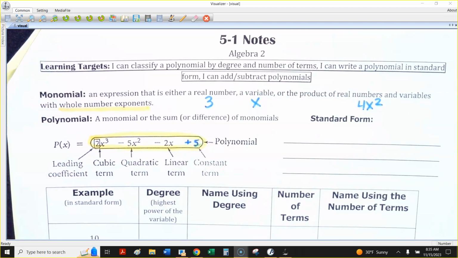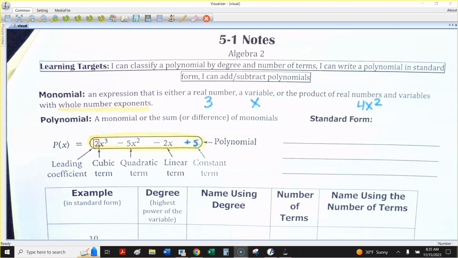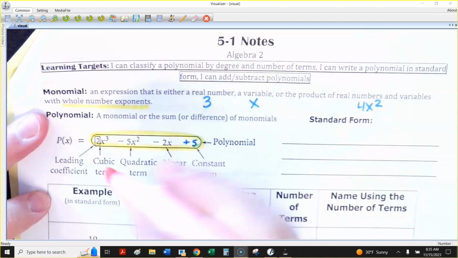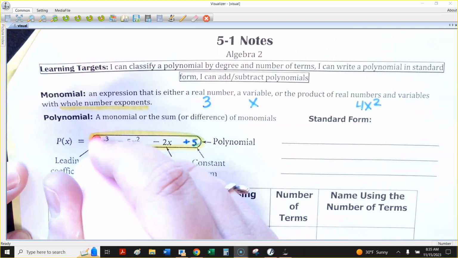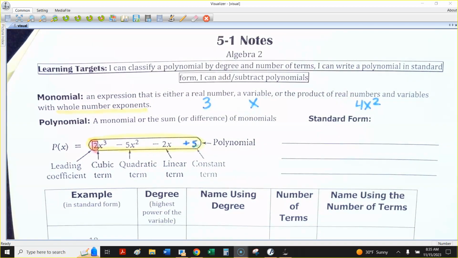Now, I do have a couple names here for you guys, and just a couple, if you don't know them. The leading term, the first term, has the highest power of x, so that would be that 2x cubed. What we're going to call the leading coefficient is just the number 2. That's going to be really important when we start doing some graphing a little bit later in this unit, but the leading term should be the highest power of x. And then you guys can see the powers of x go down in order. So like 3, 2, 1, and then plain number.